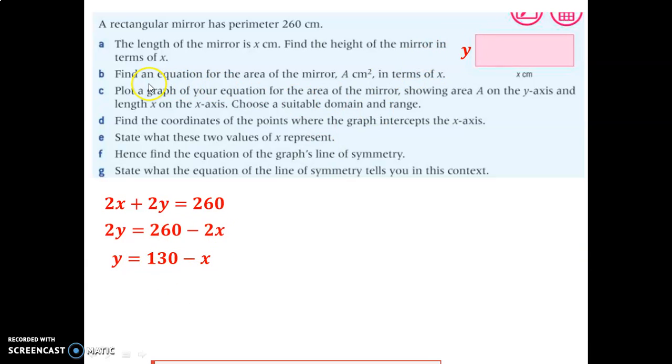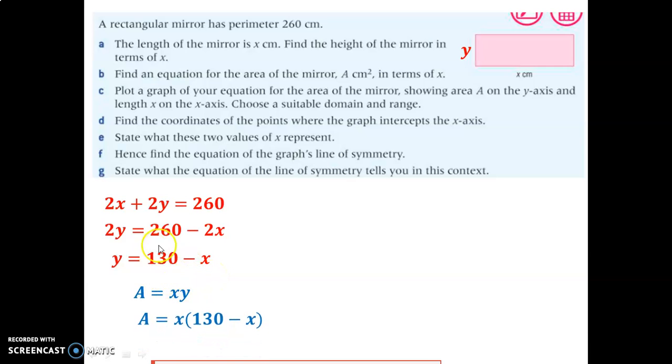So now, step 2. Find an equation for the area. The area of the mirror in terms of x. So simply, the area can just be x times y, right? X times y. But it says, again, in terms of x. So why don't we use what we figured out in the first problem in this formula, so that we have an area formula that doesn't have y, it only has x's. So what will the area be?